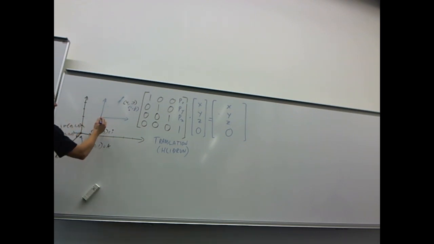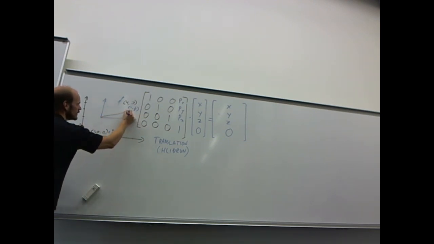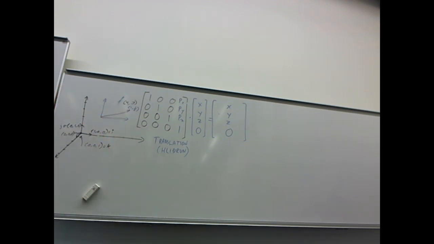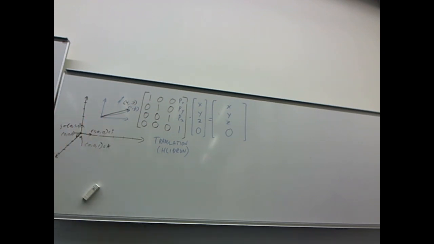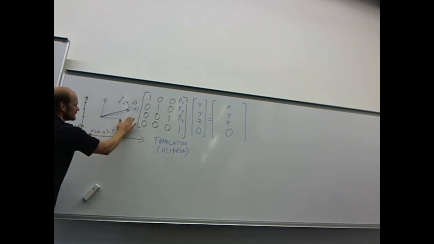If, however, I draw this vector here, and I want to say what are the coordinates for this same vector in this coordinate frame, if a translation was the only thing that changed.